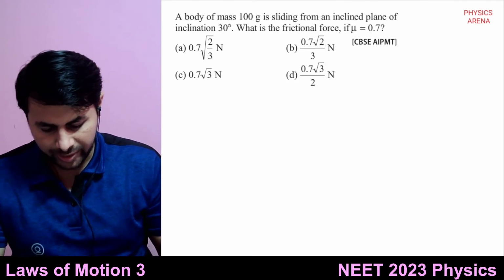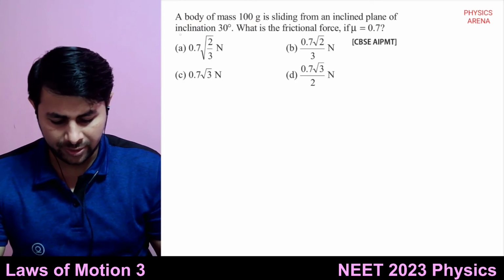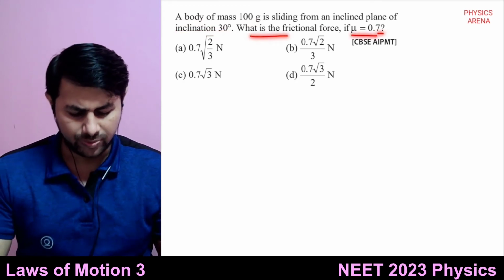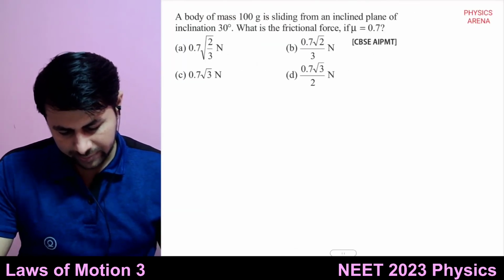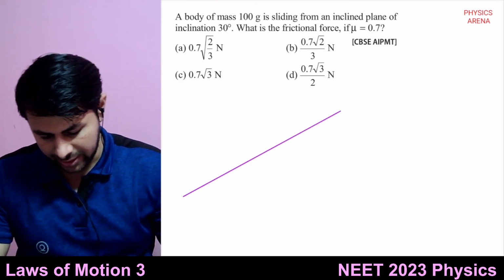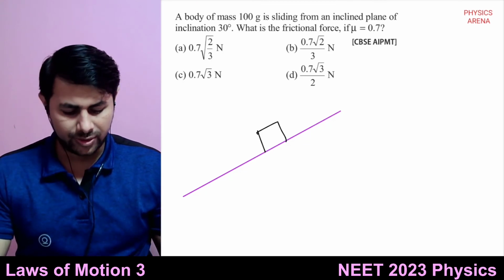So next problem is a body of mass 100 grams sliding from an inclined plane of inclination 30 degrees. What is the frictional force if mu is equal to 0.7? This is similar to the last one. There is a body of mass 100 grams sliding from an inclined plane and we want to find out the frictional force.